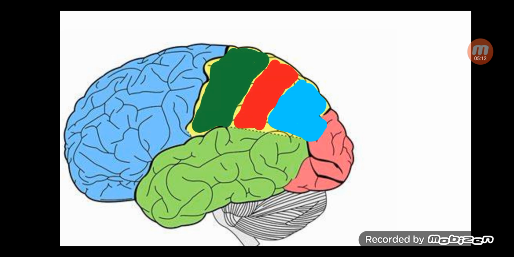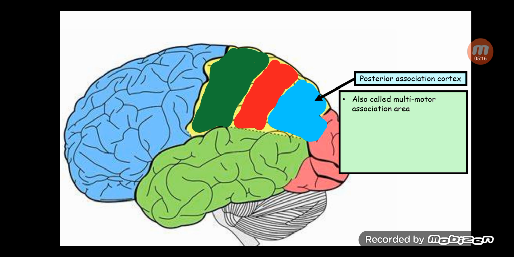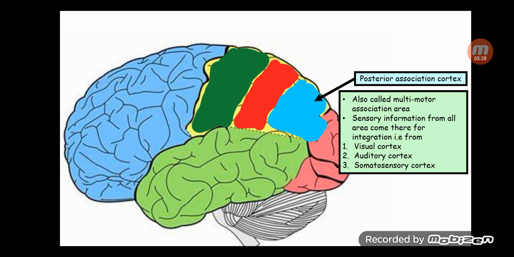And the third area we have in the parietal lobe is posterior association cortex, which is also called the multimodal association area. All the sensory information from all the areas comes here for integration, like sensation from visual cortex, auditory cortex, and somatosensory cortex. All the sensations come to this area and coordinate with each other in the posterior association cortex, which is located in the parietal lobe of the cerebrum.